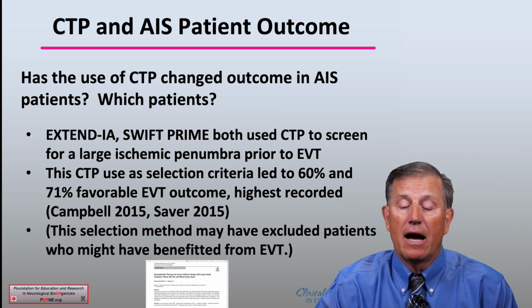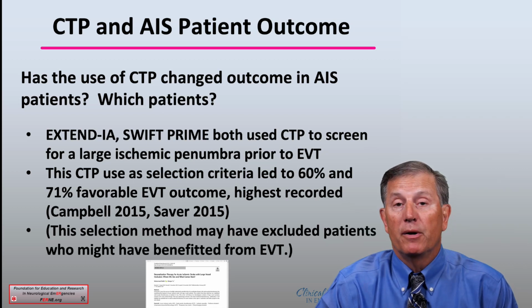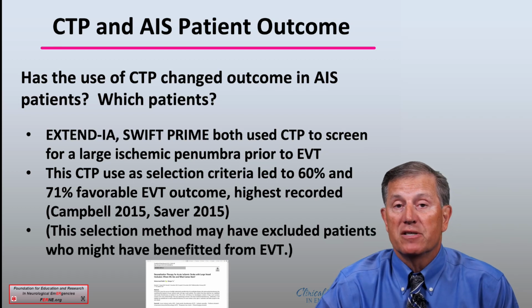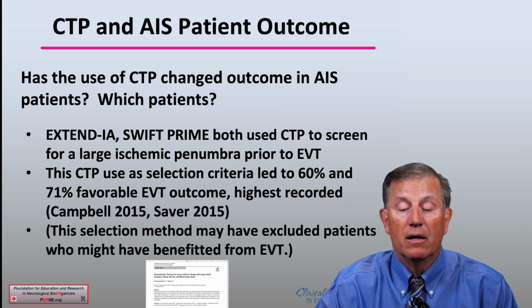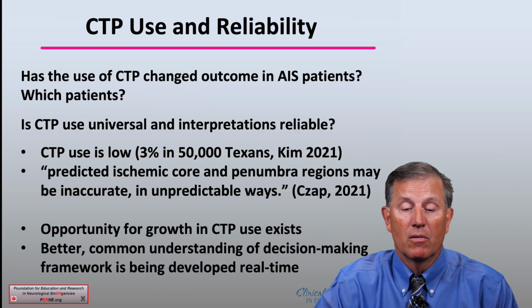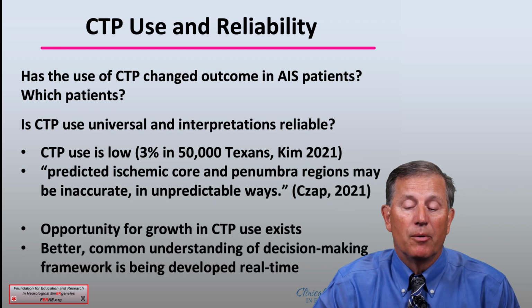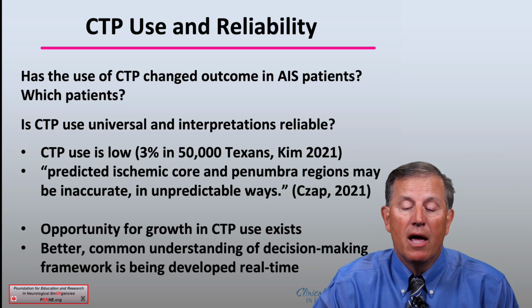We do understand, however, and this again is a potential problem, that if you use CTP to determine which patients will receive EVT, it is possible that some patients get excluded even though they might benefit from this EVT therapy. More on that later. What about CTP use and reliability? In other words, has it changed outcome because it's reliable? Is the use of CTP universal in 2023, and are interpretations reliable?